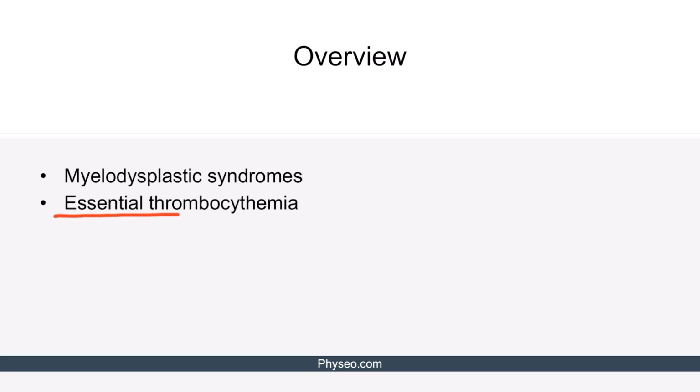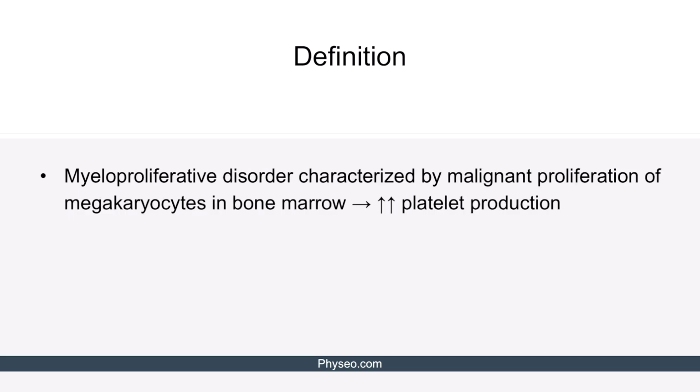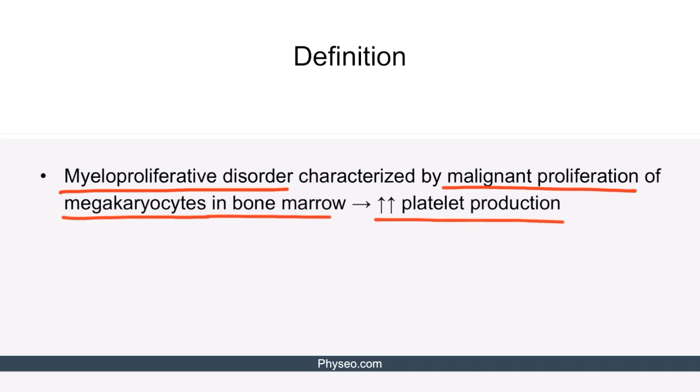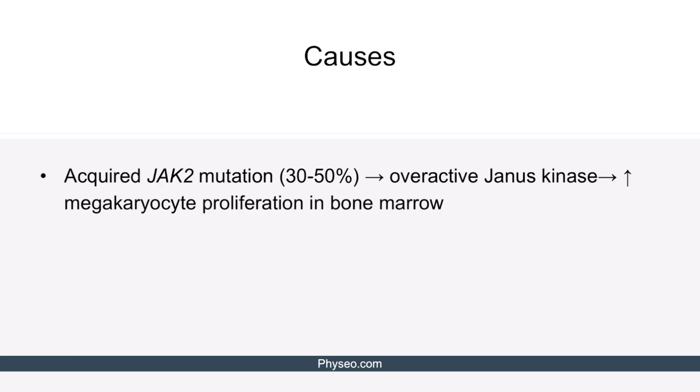Let's finish off this lecture by discussing essential thrombocythemia. Essential thrombocythemia is the myeloproliferative disorder characterized by malignant proliferation of megakaryocytes in the bone marrow and subsequently increased platelet production. 30 to 50% of cases of essential thrombocythemia is caused by an acquired JAK2 mutation. JAK2 gene codes for the Janus kinase. Overactive Janus kinase due to JAK2 mutation results in increased megakaryocyte proliferation in the bone marrow.